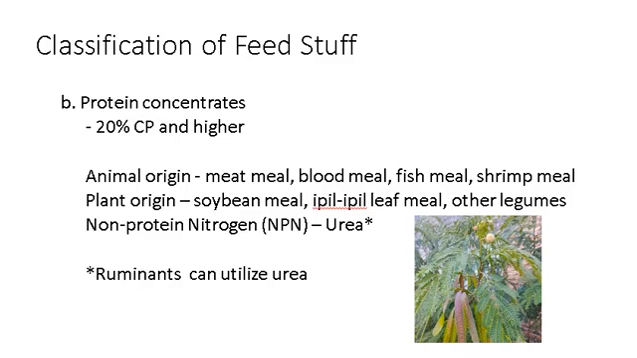Meron din tayong non-protein nitrogen or NPN. Example of that is urea. Yung urea na fertilizer, ruminants can utilize that one. For example, yung kambing, kalabaw, baka, they can utilize urea. Pig and yung manok, they cannot utilize that one.